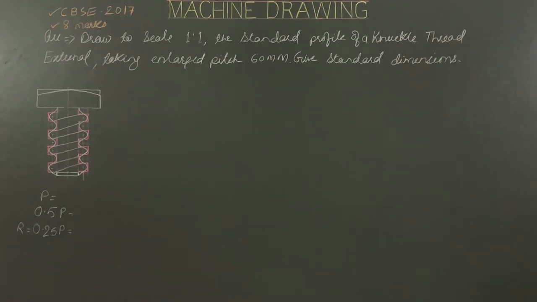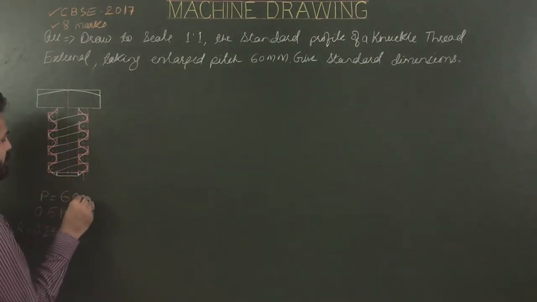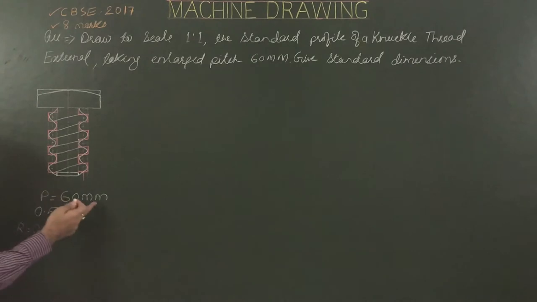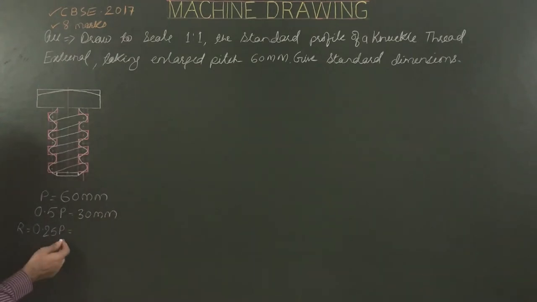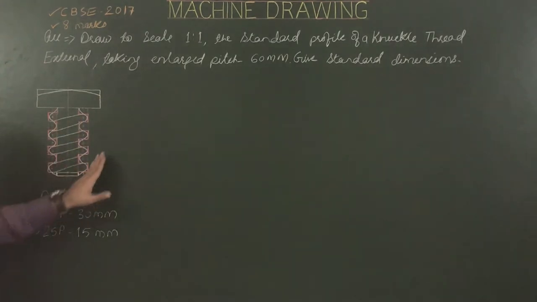Now let's move to problem. This problem was asked in 2017 for 8 marks. Draw to scale 1:1 the standard profile of a knuckle thread external taking enlarged pitch 60 mm. Give standard dimensions. In the problem, pitch is 60 mm, so given value of p, pitch is 60 mm, 0.5p is 30 mm, and 0.25 of pitch or radius of rotation is 15 mm. Now we are required to draw this part.